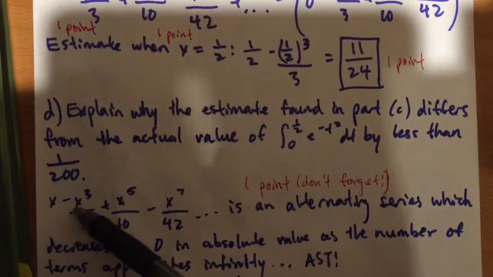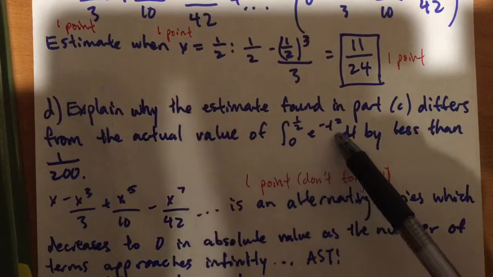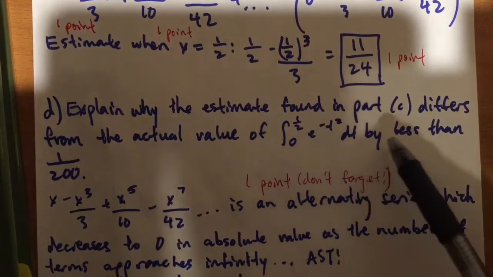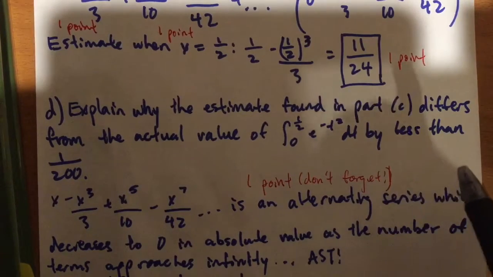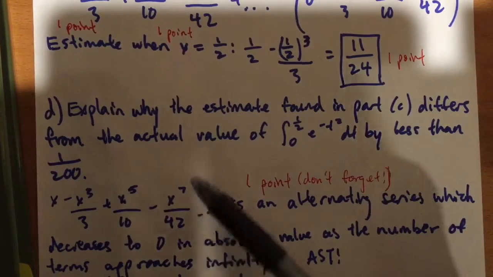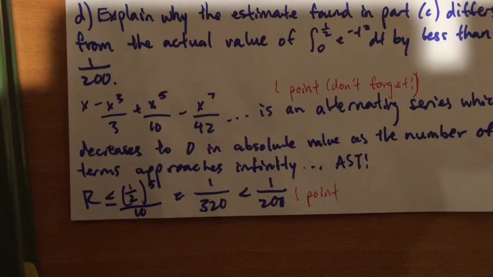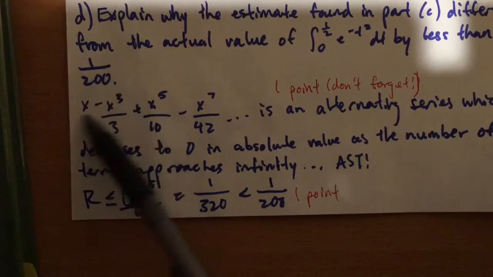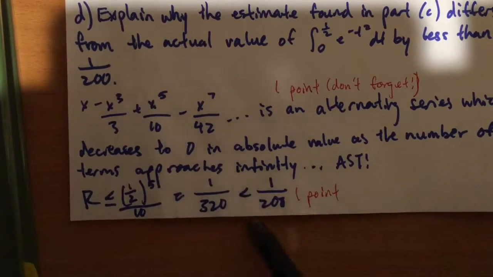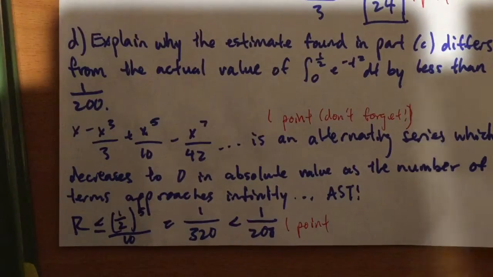The question was asking us to prove that the integral from 0 to 1/2 of e to the negative t squared dt approximation that we found in Part C was only off by less than 1 over 200. Using the alternating series error, we found that our error for the first 2 terms is at max 1 over 320, which is less than 1 over 200, which means that we have successfully completed the problem.